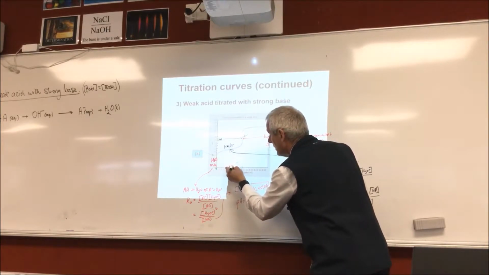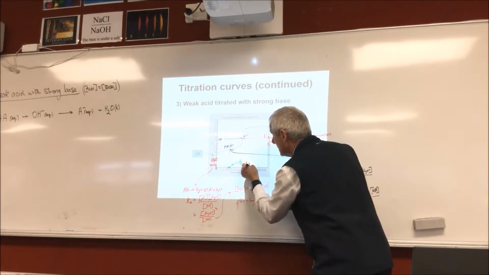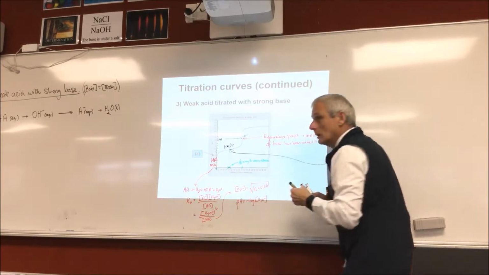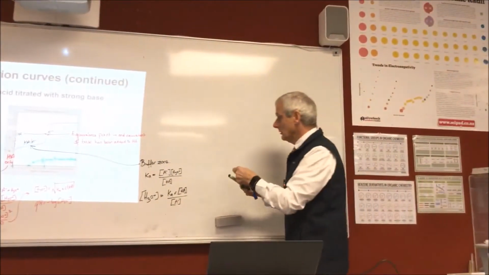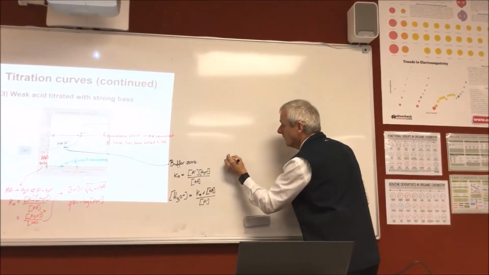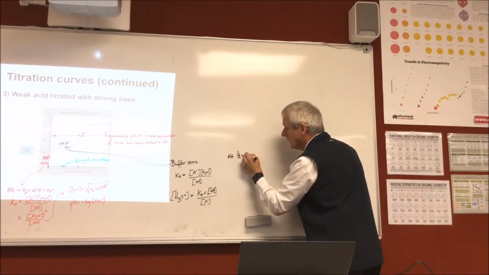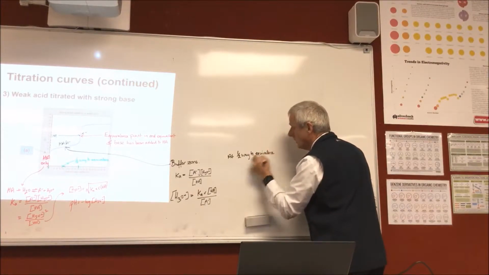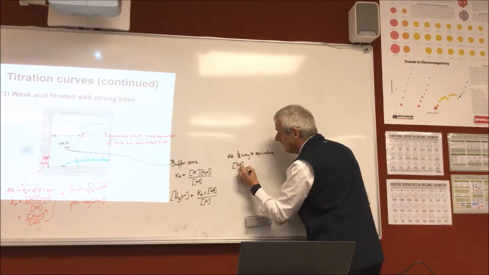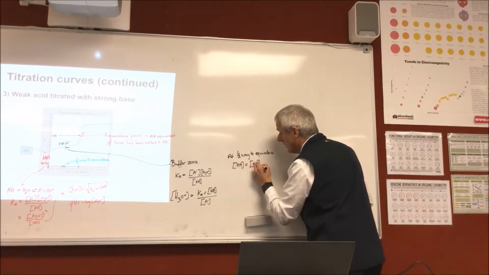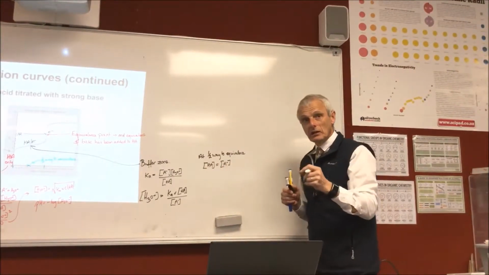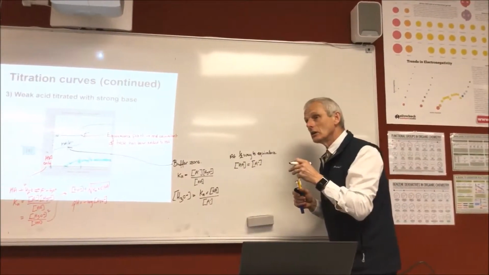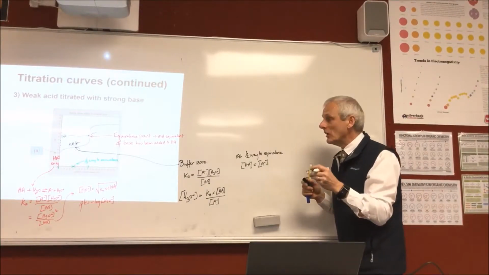So by definition, halfway between the equivalence point and the starting point. So if we look at our value here, which is at the equivalence point, this is our starting point. This point here is halfway to equivalence. Okay? If we're at halfway to equivalence, the concentration of HA is equal to the concentration of A minus, because I've literally taken away half of my acid and turned it into the conjugate base. Okay, so the two concentrations will be the same.